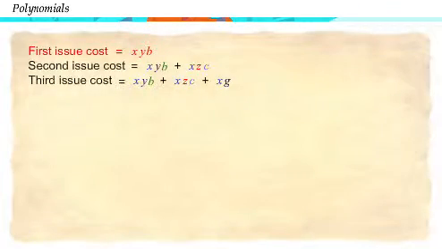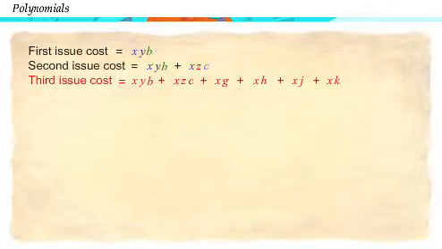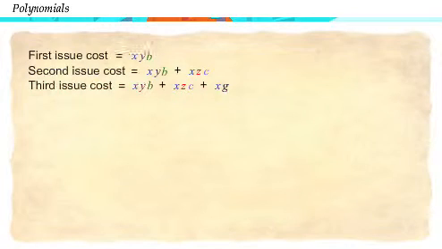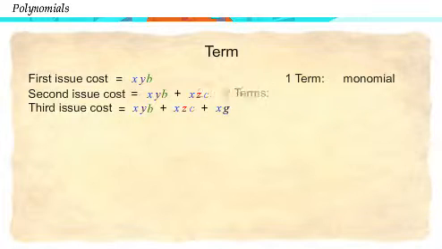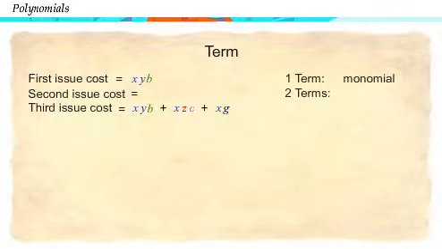Notice that the first equation has one part, the second has two parts, the third has three parts, and if we added more features to our print runs, there could be even more. Each of these parts is called a term. When we have one term, we call it a monomial, because mono means one. When we have two terms, two monomials added together, we call it a binomial because bi means two.